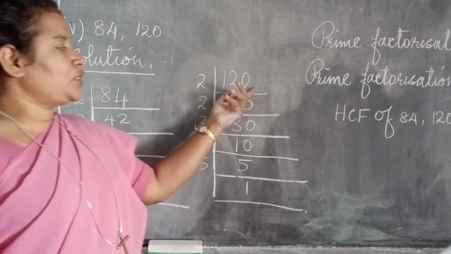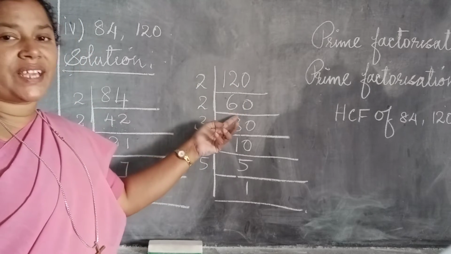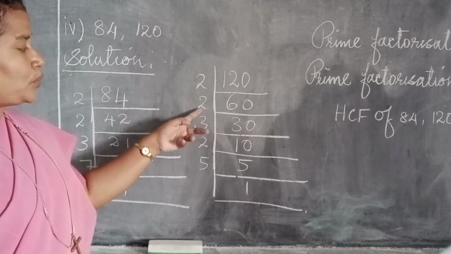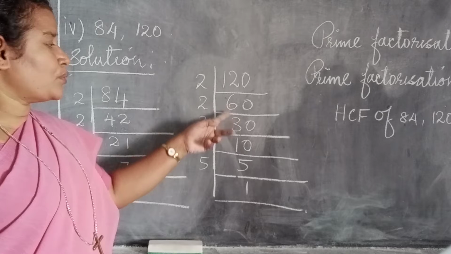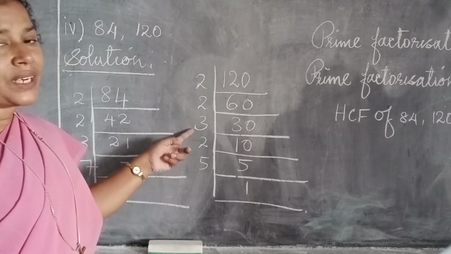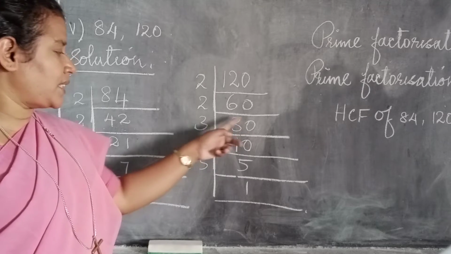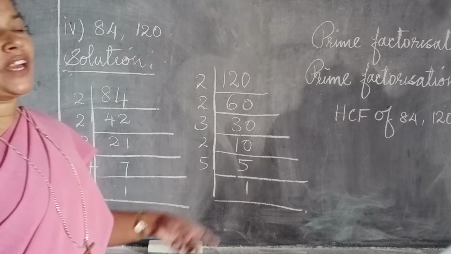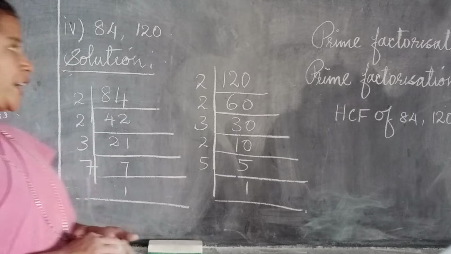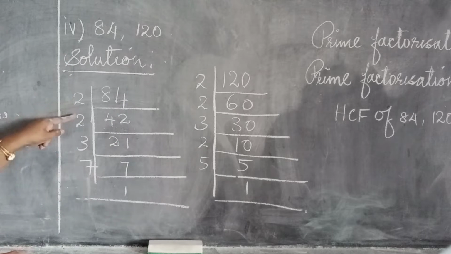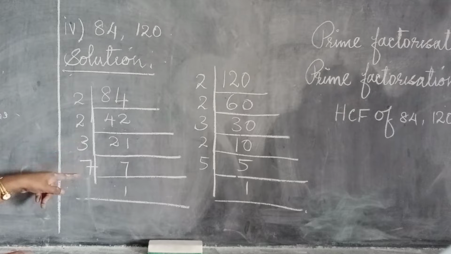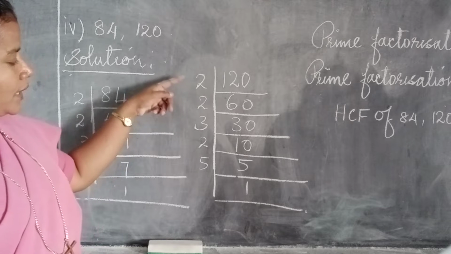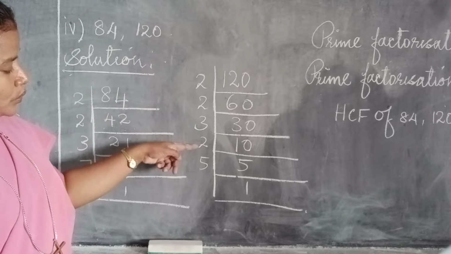In the same way, 120, when we take it, also divided by 2, we get 60. 6 2s are 12, 0 is brought down. Then again 2, that means 30. 3 2s are 6 and 0. Now the third table I have taken, so 10 3s are 30. Again 2 5s are 10, again 5 1s are 5. So now we write the prime factorization of 84 as 2 into 2 into 3 into 7. Prime factorization of 120 is 2 into 2 into 3 into 2 into 5.